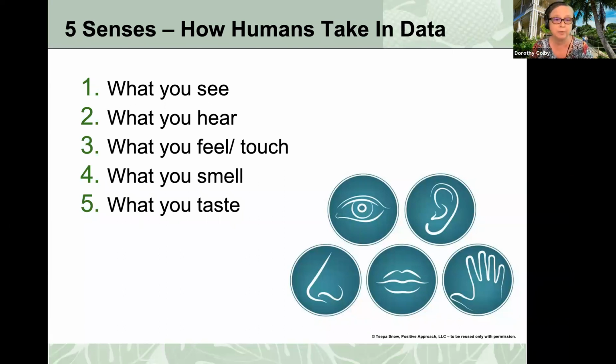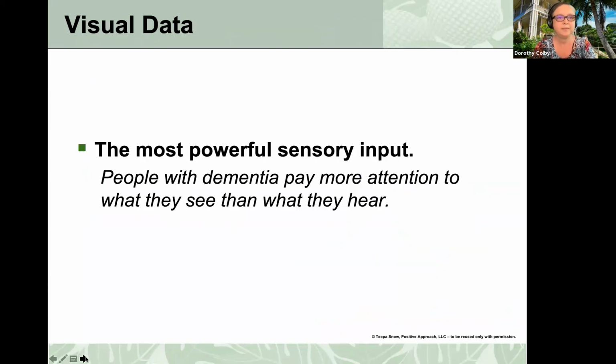Big part of your real estate in your brain is devoted to that. Number 4, what you smell and what you taste. So all those ways we take in information about the world. We're going to focus on the first 3. So just a quick review: what you see, thumbs up, what you hear, and what you feel and touch. Those 3. We're going to work in these 3 things together.